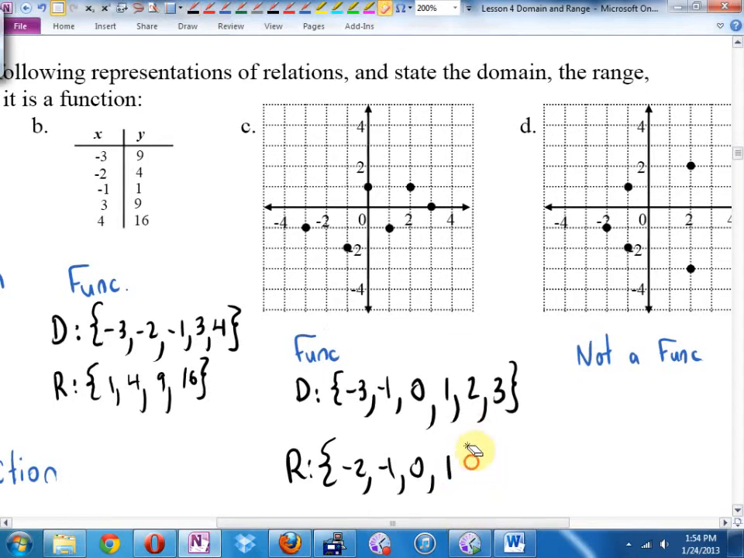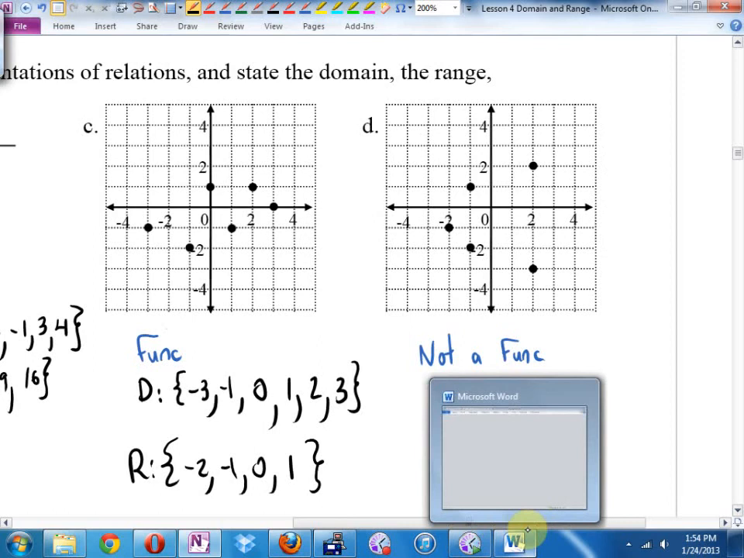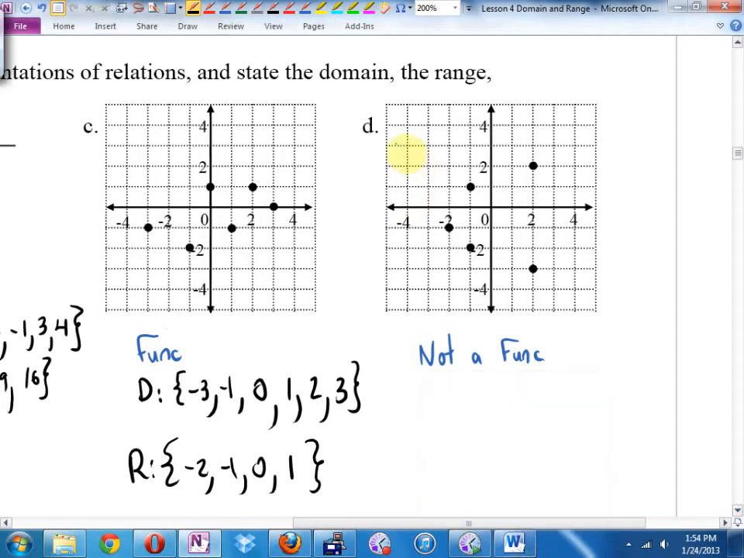That's a terrible curly bracket. I can do better than that. So when there's points and they want the domain, you list all of the x values that appear. You list all the y values that appear. Try doing D on your own. Try doing the domain. Try doing the range. I'll do it up here if you get stuck, but see if you can try it yourself.